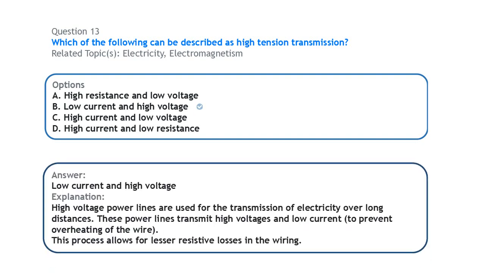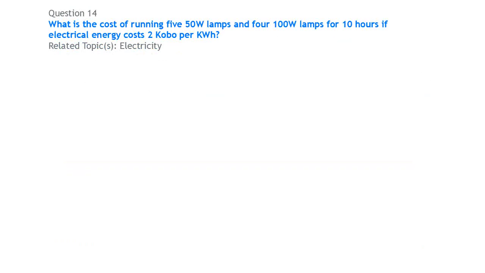So high tension transmission with power lines occurs at low current and high voltage. That is what is characteristic of high tension transmission. Electricity is transmitted from the source over a long distance at high voltage and low current. Low current, why? Because this is to prevent the overheating of the wire or the coil. So you have low current and high voltage.